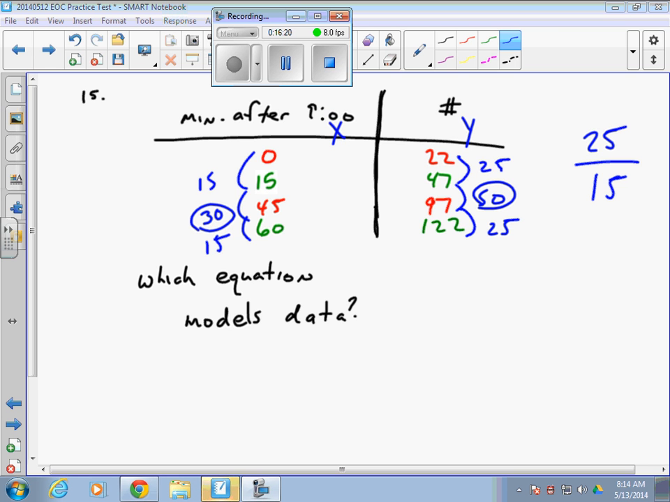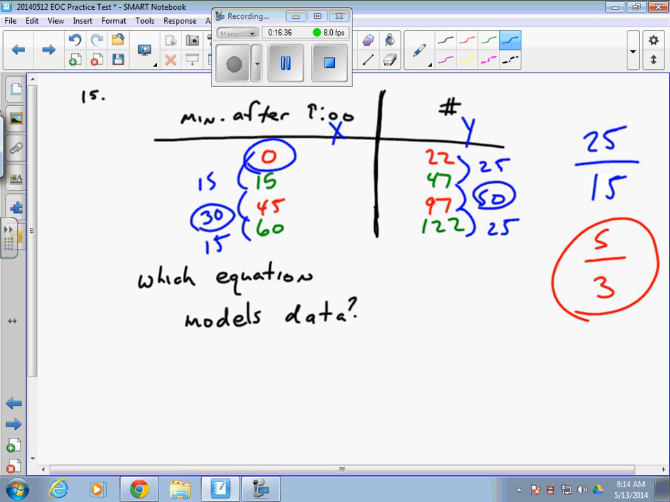Okay, that slope can be simplified. We know the number 5 goes into 25 5 times and into 15 3 times. So the slope is going to be 5 over 3. When x's value is 0, y's value is 22. So the b value is 22. So you have an m value of 5 over 3 and a b of 22.